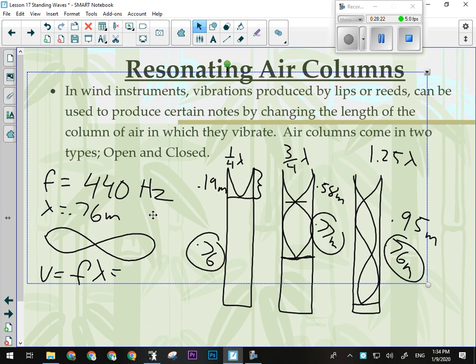Okay, we're going to look now at both open and closed air columns. Very few instruments are actually a closed air column. Most of them are open air columns, which means they're actually open at both ends. That gives you a much wider range of frequencies that you can produce. A closed air column produces a very narrow range of frequencies.